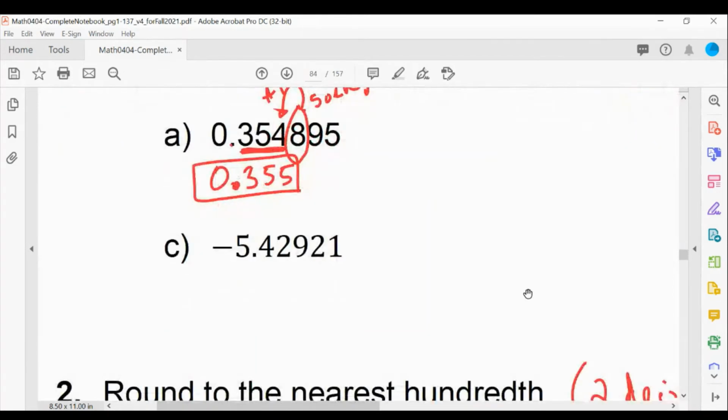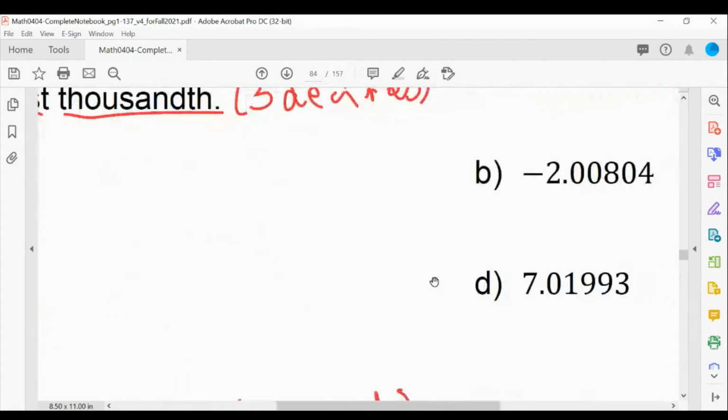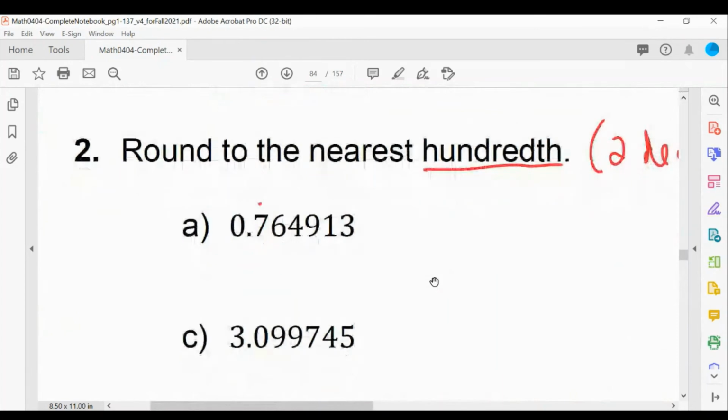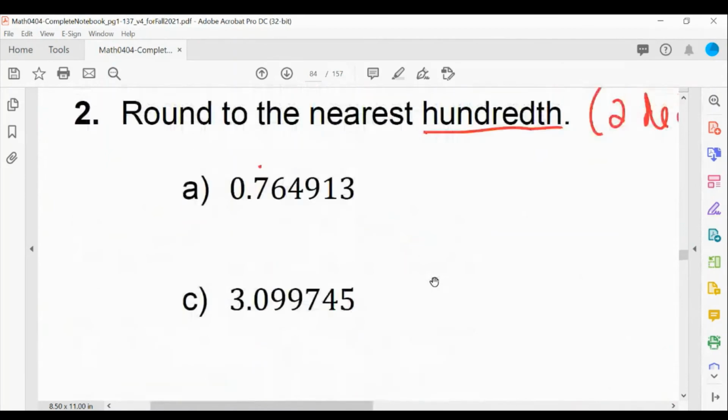Okay. The same thing for a negative number. If we're rounding to 3 decimal places, you do the same thing. You circle the 4th decimal place. If that's a 5 or higher, you round up. Since it's not a 5, it's less than 5, then this just stays as negative 5.429, and that would be your final answer. Make sure to circle those. So go ahead and do part B and D on your own, and then you can do this rounded to the nearest hundredth and rounded to 1 decimal place and so forth.